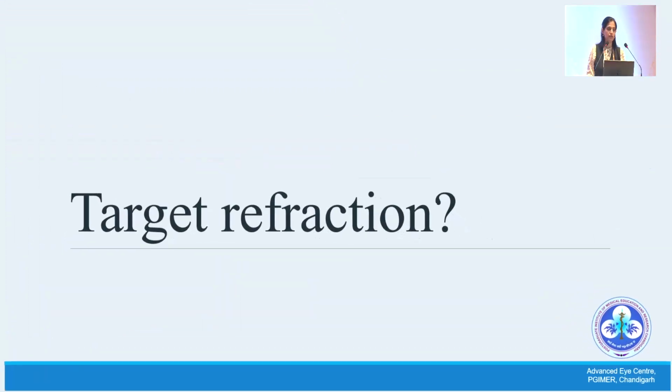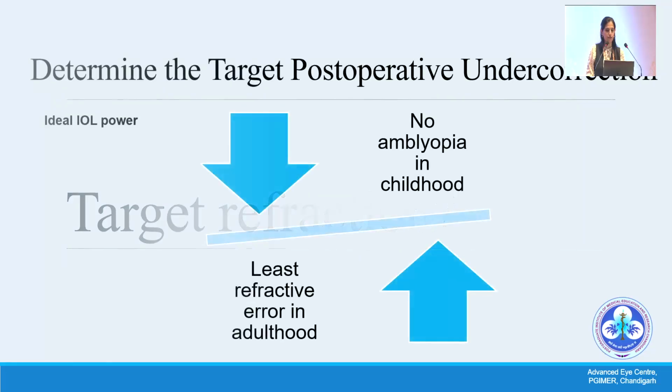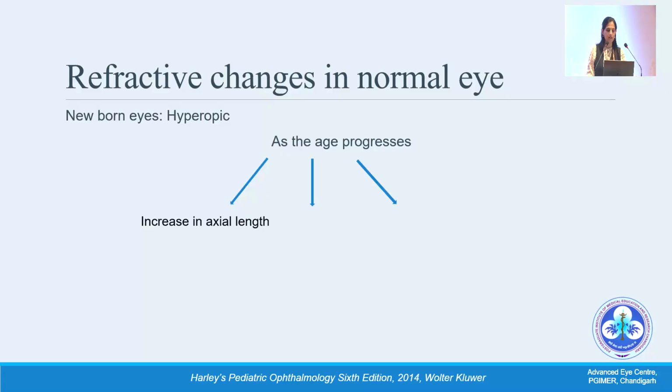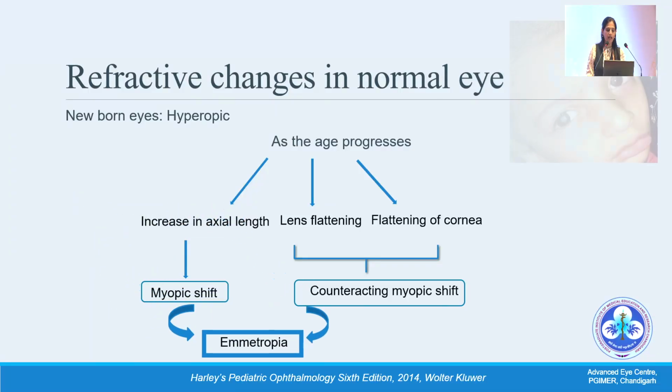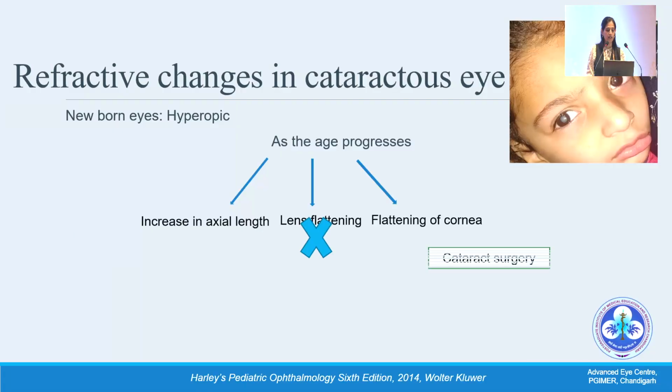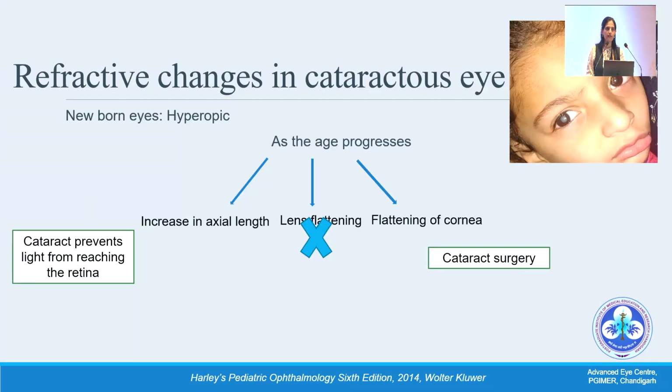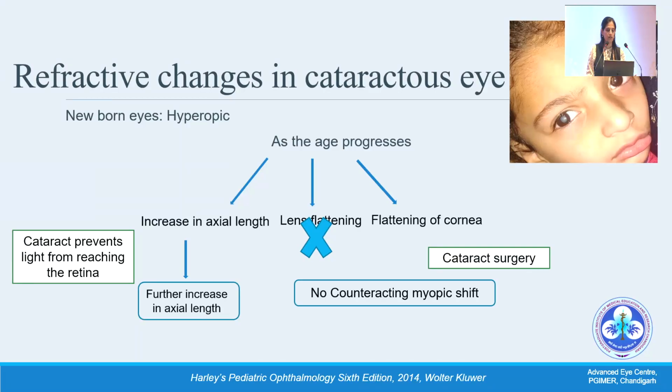The target refraction, we have said that, but we don't know what target refraction to aim at. You need an IOL power which is a balance of what the refractive error will be immediately post-op, and then it has to be no amblyopia in adulthood as well. So as age progresses in a normal eye, an axial length increase causing a myopic shift is counteracted by the lens flattening and the flattening of the cornea. Once you do a cataract surgery, you don't have this lens flattening component, and you have also induced some amount of astigmatism. So the axial length increase is not counteracted by further lens or corneal flattening, so it produces a myopia.